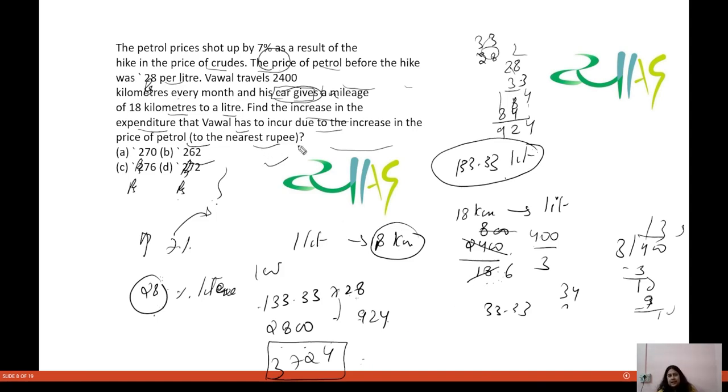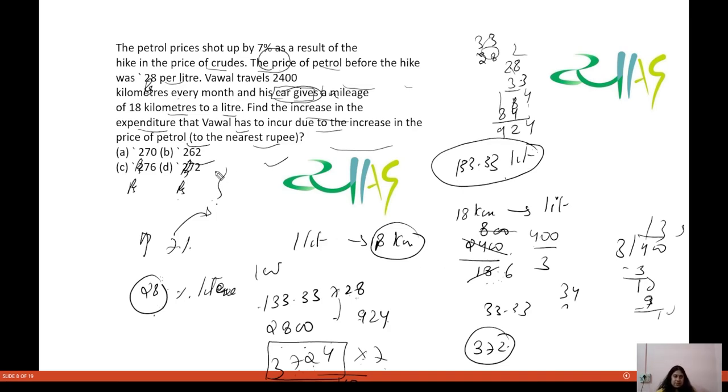Find the increase in expenditure. So what is 7% of this? So 10% of this is 372. 10% of this is obviously 372.4.